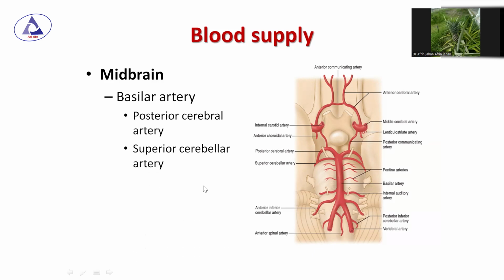So, midbrain gets nutrition from branches of basilar artery. Posterior cerebral artery, a branch of basilar artery, and superior cerebellar artery, also a branch of basilar artery. This is posterior cerebral artery. This is superior cerebellar artery. They supply the midbrain.